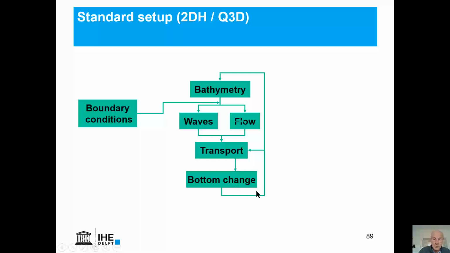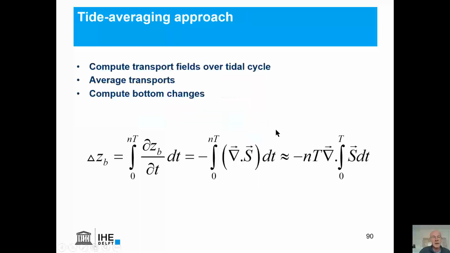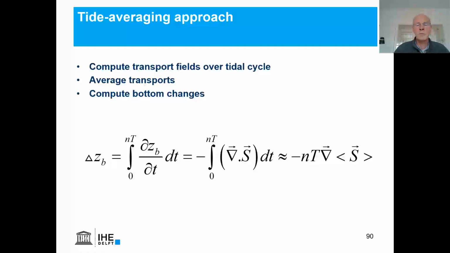And so we would not do this loop one-to-one, but first stop after a tidal cycle, collect the transports, do tidal averaging, and then compute the bottom change based on that. That's why it's also called the tide averaging method. So, the tide averaging approach.